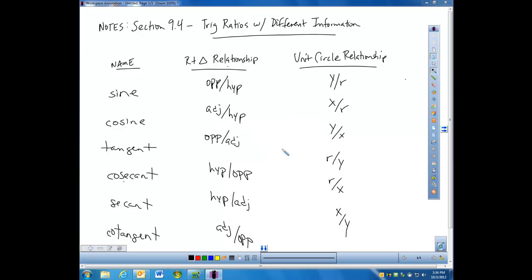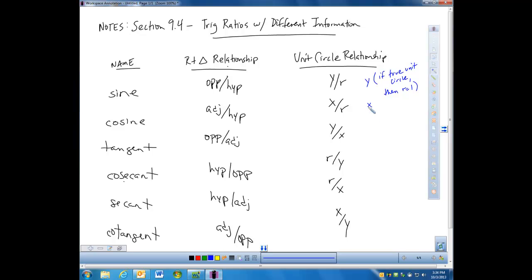Alright, you see I got a little head start on you here today. I filled in this whole chart, so at some point you're going to want to push pause on this and probably copy this chart down if you need to. Maybe you do, maybe you don't. So we're looking at all the different relationships here between sine, cosine, tangent, cosecant, secant, cotangent on the right triangle and on the unit circle.